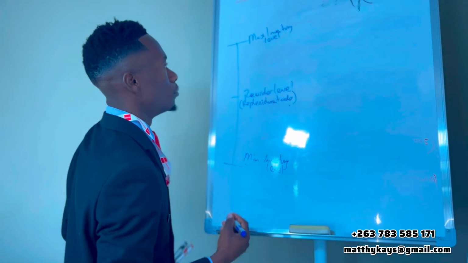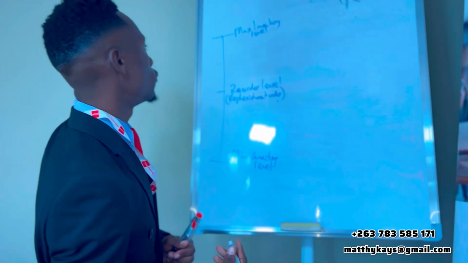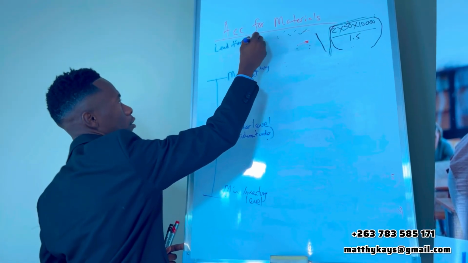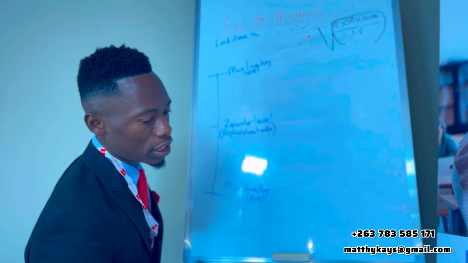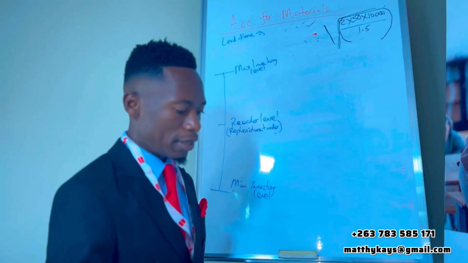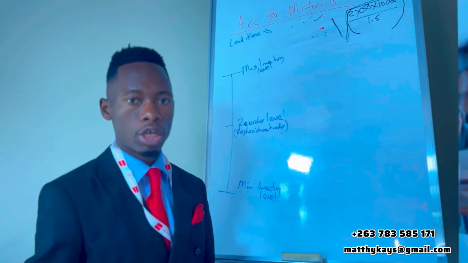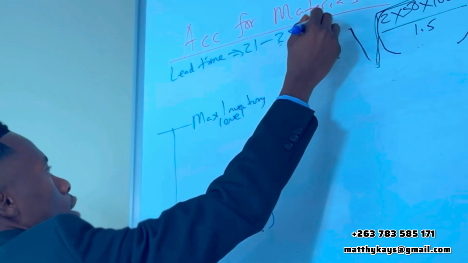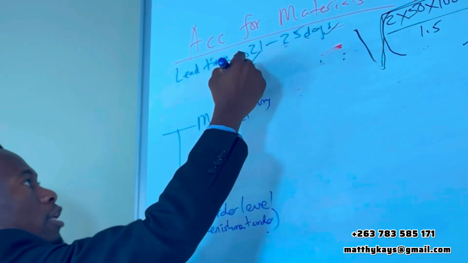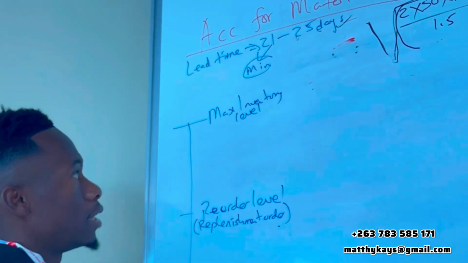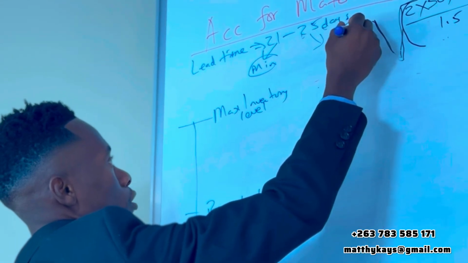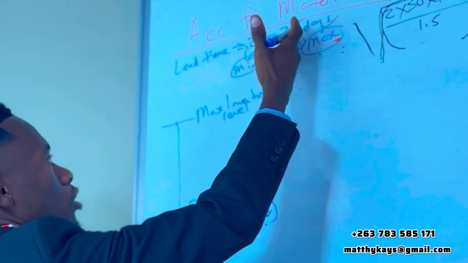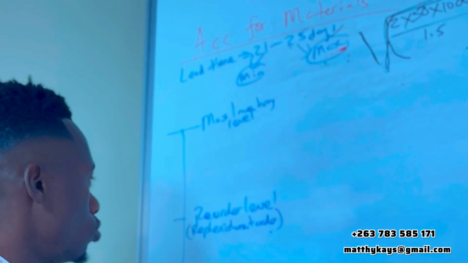So now, before I give you the formulas, I want you to understand the lead time. When we are talking about the lead time, we are talking about the difference between placing an order and receiving that order. So in the exam, let's say the lead time is 21 to 25 days here. Just know that the 21 will be the minimum lead time, then the 25 will be the maximum lead time. When you need the average, you just add 21 plus 25, you divide by 2, right?